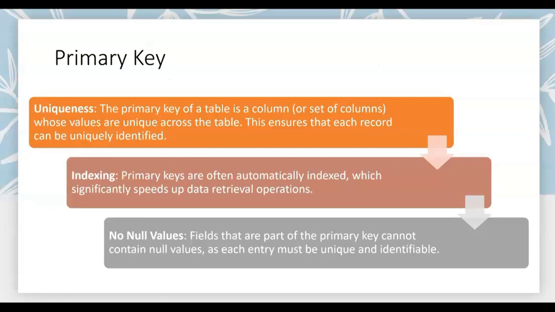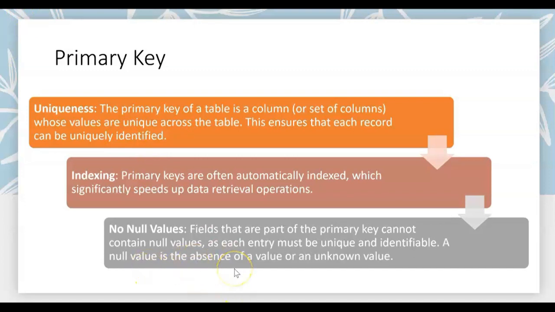What about a primary key? The primary key of a table is a column or set of columns whose values are unique across the table. This ensures that each record can be uniquely identified. Primary keys are often automatically indexed, which significantly speeds up data retrieval operations, and they cannot have any null values. Fields that are part of the primary key cannot contain null values, as each entry must be unique. Each entry must be identifiable if it's a primary key. A null value is the absence of a value, or it could be an unknown value.